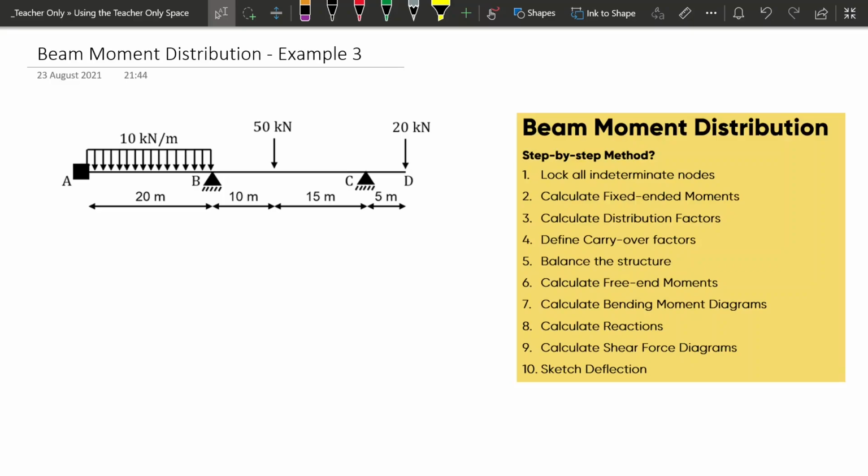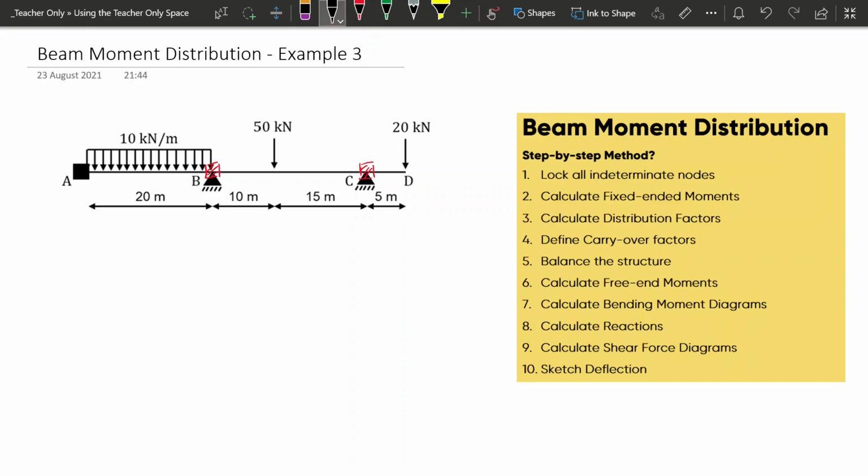Hi everyone, this video is the solution to example 3 of moment distribution. So the first thing we have to do is to lock all indeterminate nodes. Again, B is an indeterminate node because we don't know its rotation, while C, we're going to lock it as well, but just for a little bit, because we know that the moment at C has to be 20 times 5, because we can calculate the moment from the right side of the structure.